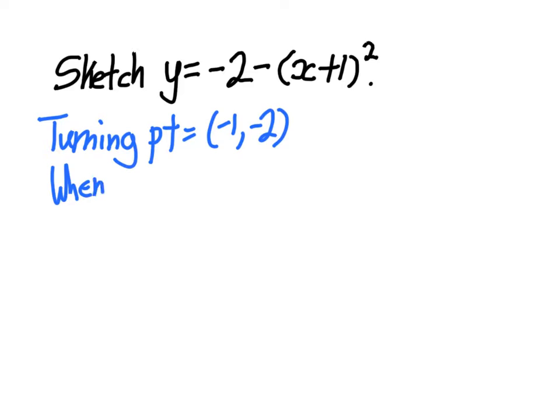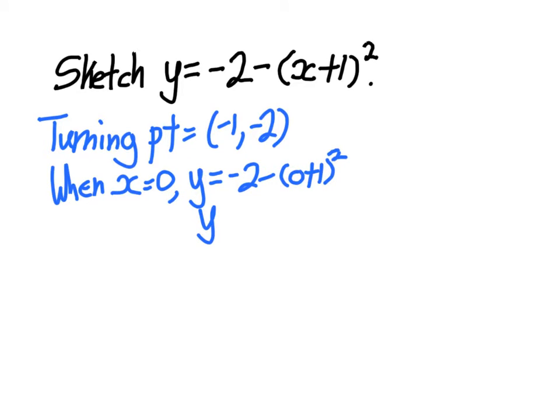After looking for the turning point, you will need to find the y-intercept. You substitute x to be equals to 0, and on simplifying, you will realize that y is equals to -2 minus 0 plus 1 bracket square. You will realize that y is actually equals to -3, and that is the value of the y-intercept. Last but not least, you will need to find the value of x-intercept.